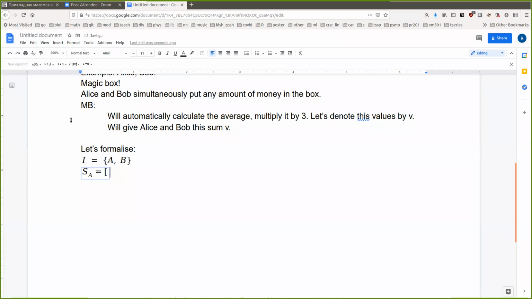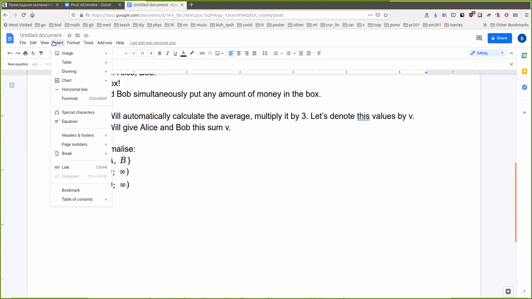So let's imagine that the set of available strategies is from 0 up to plus infinity for player A, for Alice. And basically the set of strategies is the same for Bob. Okay. And now let's write the utility function.